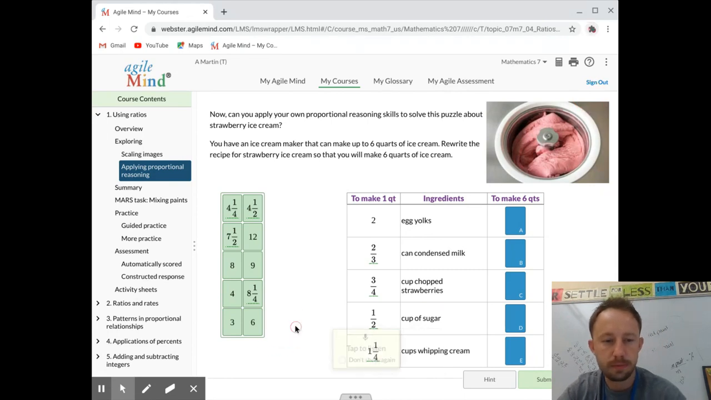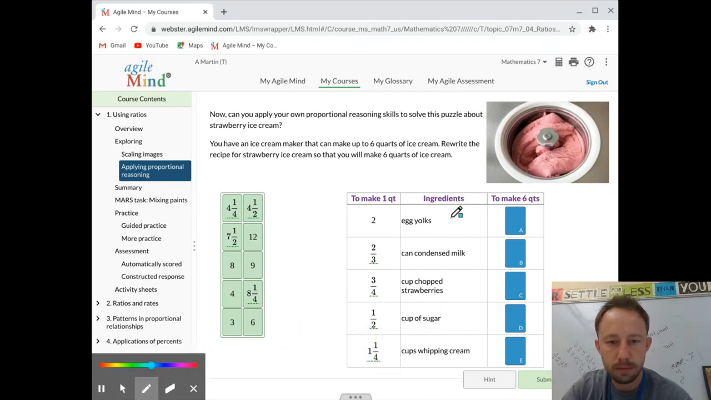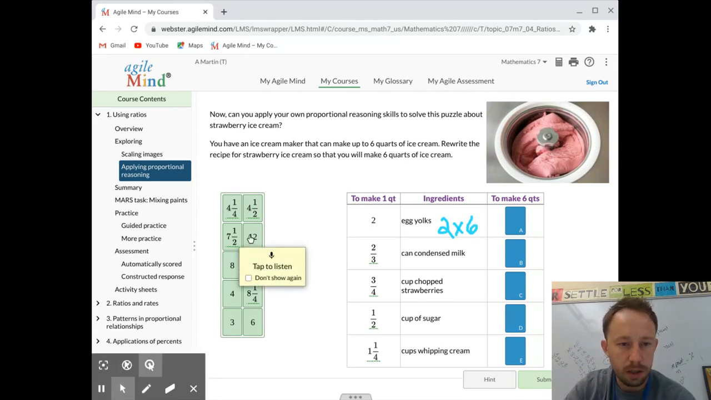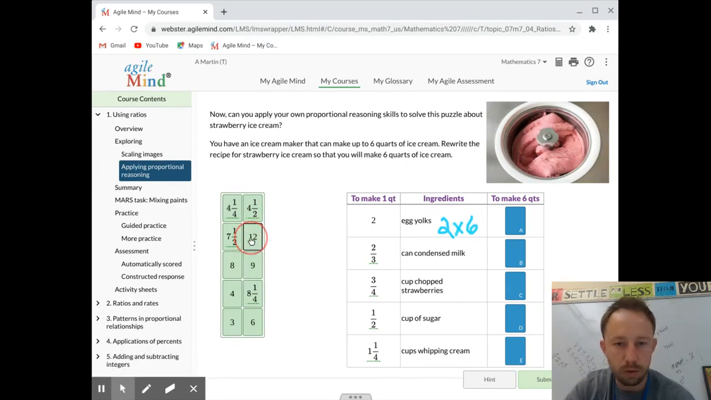I did 2 times 6. Good. So if we do 2 times 6, what did you get? 12. That is 100% correct. Good job. All right, so I'm going to try to pull this 12 right over here.